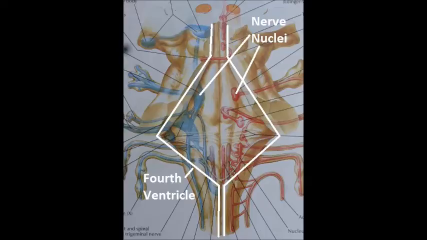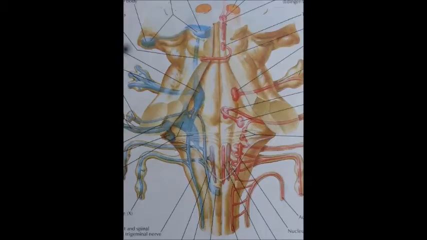See here? All of these nerves, all going directly into the fourth ventricle. Where's the point? They all come in between the brainstem and the cerebellum there.